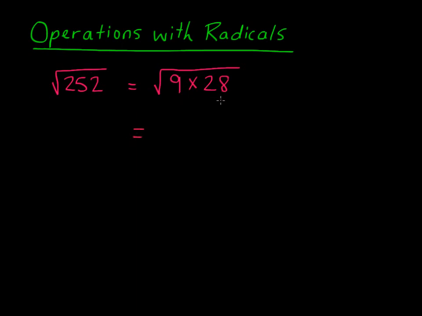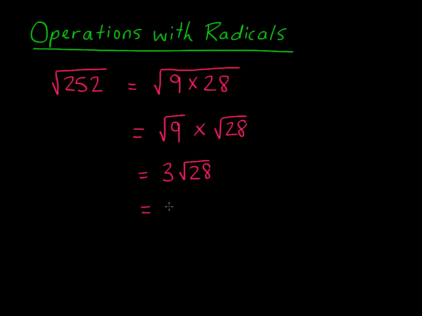I know using the multiplication rule for radicals that I can split this up into the square root of 9 times the square root of 28. The square root of 9 works out to be a nice number. That's 3. So we've got 3 root 28. Now we want to check and see, can this square root of 28 be simplified any further?